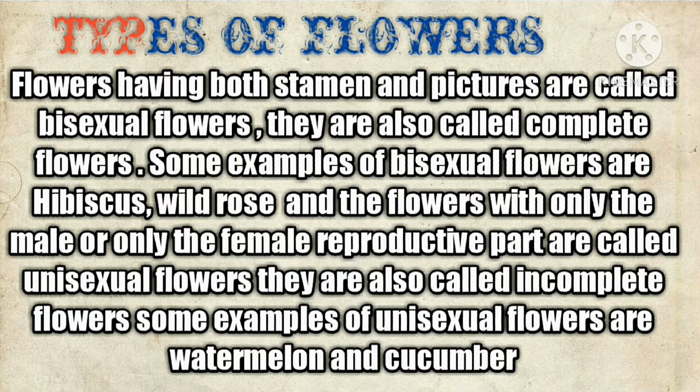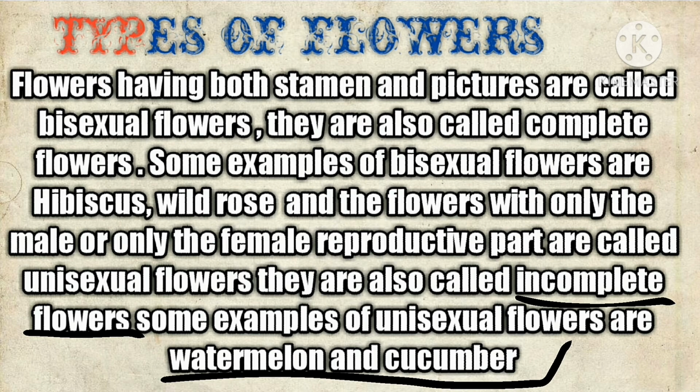Now if I talk about the types of flowers, there are two types of flower. The flowers which have both stamen and pistil are called bisexual, or we can also call them complete flowers. Some examples are hibiscus and wild rose. And the flowers with only the male or only the female reproductive part are called unisexual flowers, or incomplete flowers. Examples of them are watermelon and cucumber.